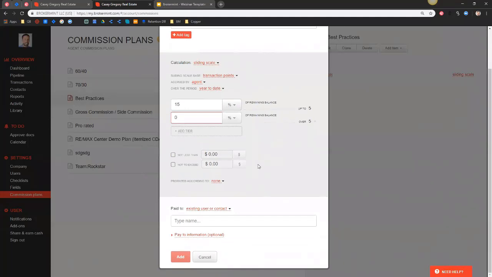What we can do now is set a not less than or not to exceed for this deduction. If we don't ever want this deduction to be less than $250, we can define that here. So on a transaction, if this 15% only equals $180, it's automatically going to increase that deduction to $250. Just the same, we can set a maximum. Let's say it's $750. So if this 15% equals, let's say $1,100, it's automatically going to reduce that deduction to a $750 deduction.